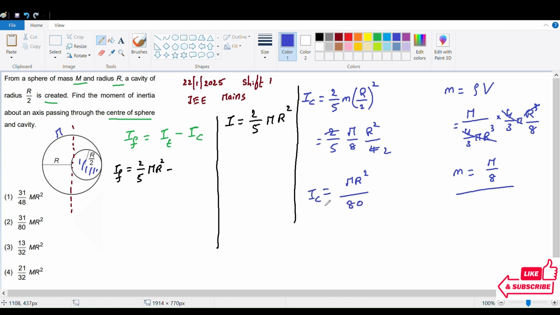So I think this is the answer. Let's do it. For the cavity, how much did we get? MR square by 80. So 80 is the LCM. 16 times 2 is 32, so 32 MR square minus MR square. This is 31 MR square by 80. Option 2 is the correct answer.